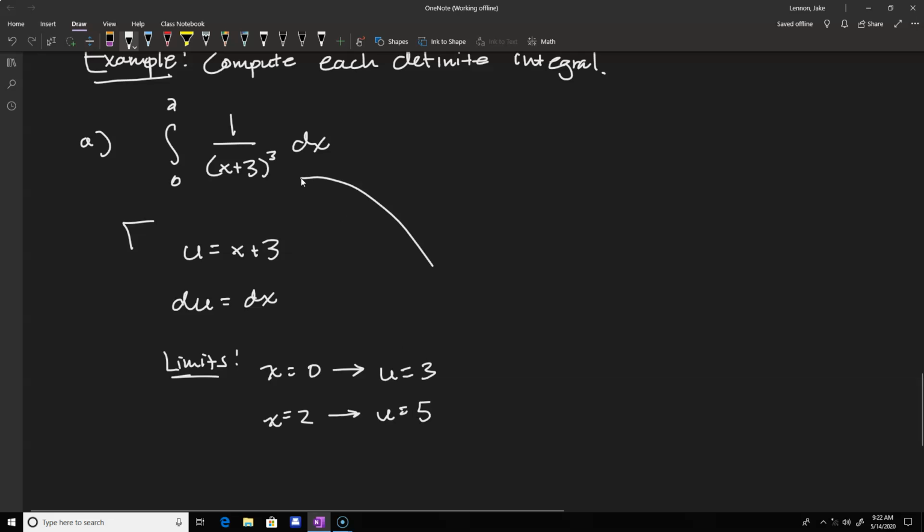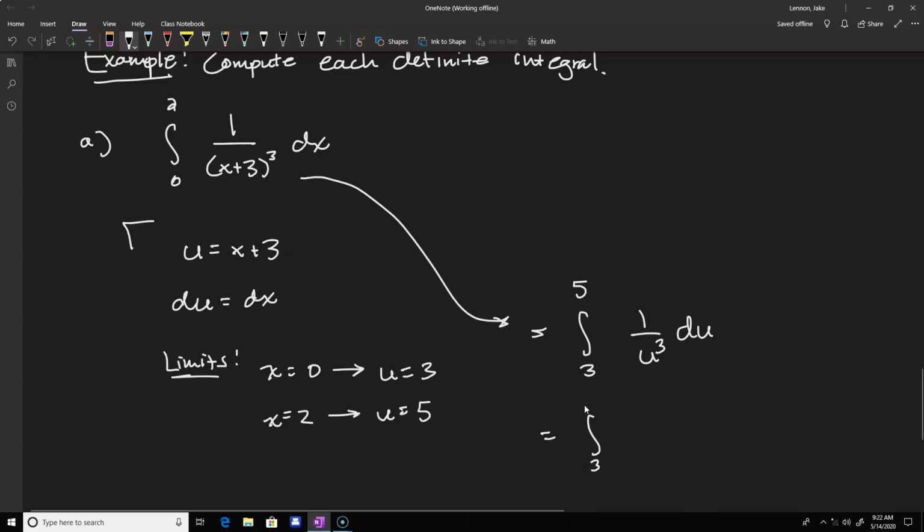So we can take this integral now and switch everything over. So this is actually just the integral, instead of from 0 to 2, we'll say from 3 to 5, and it's going to be 1 over u to the third power du. And we never have to switch back to x this way.